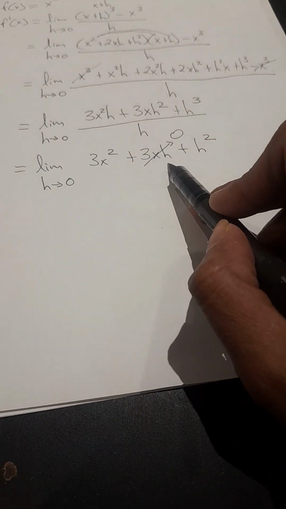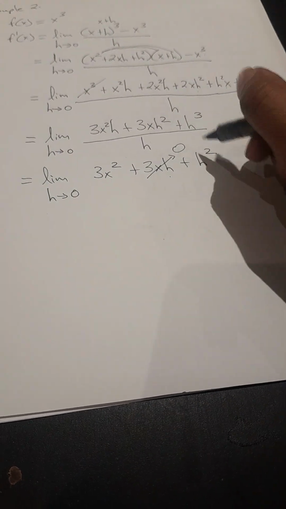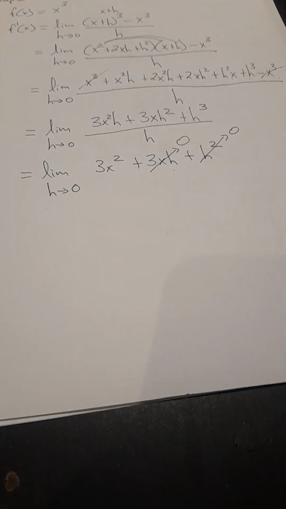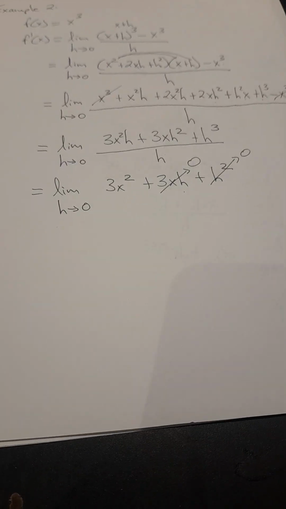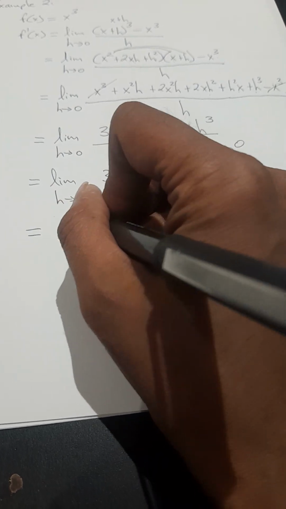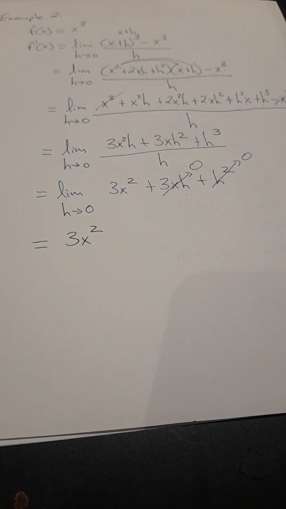I'm now going to take the limit as h approaches 0. Do you notice that there's an h right here, which goes to 0? This is h squared, which is 0 squared, which also goes to 0. So I can see right here, the limit I end up with is going to be 3x squared.